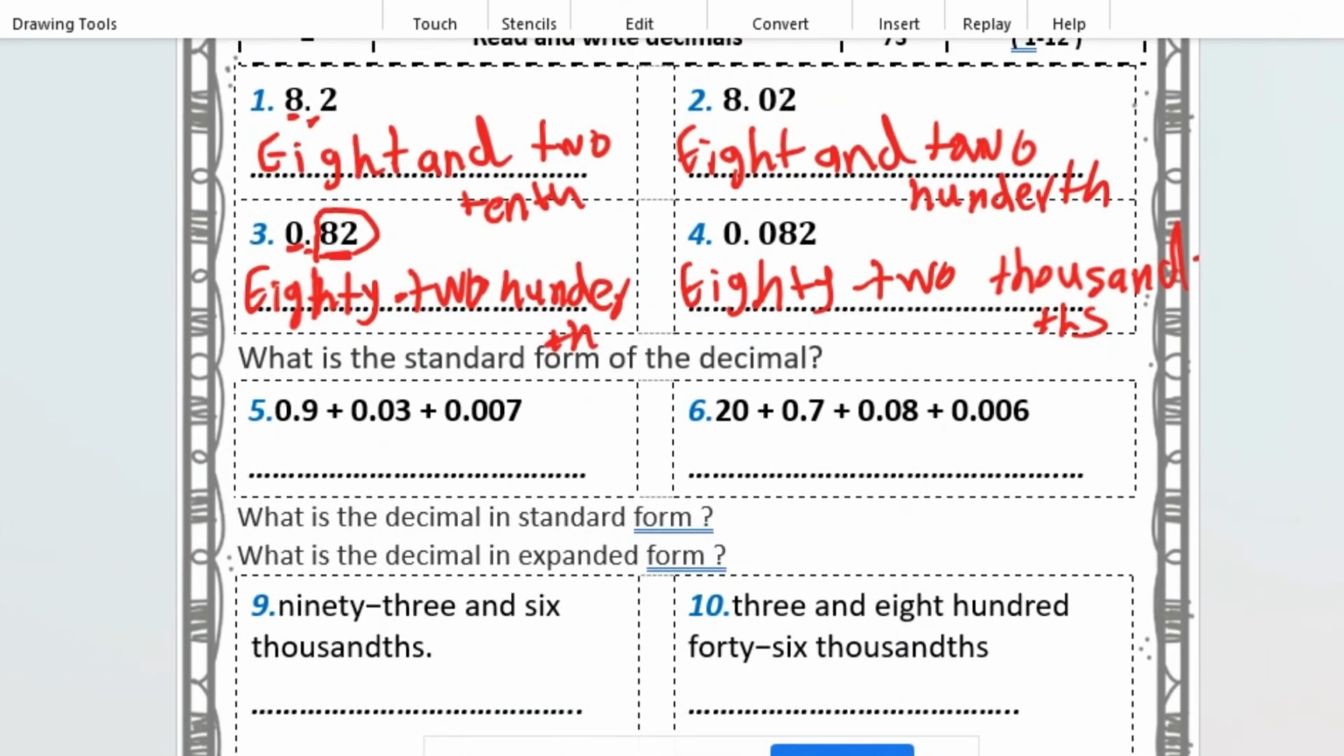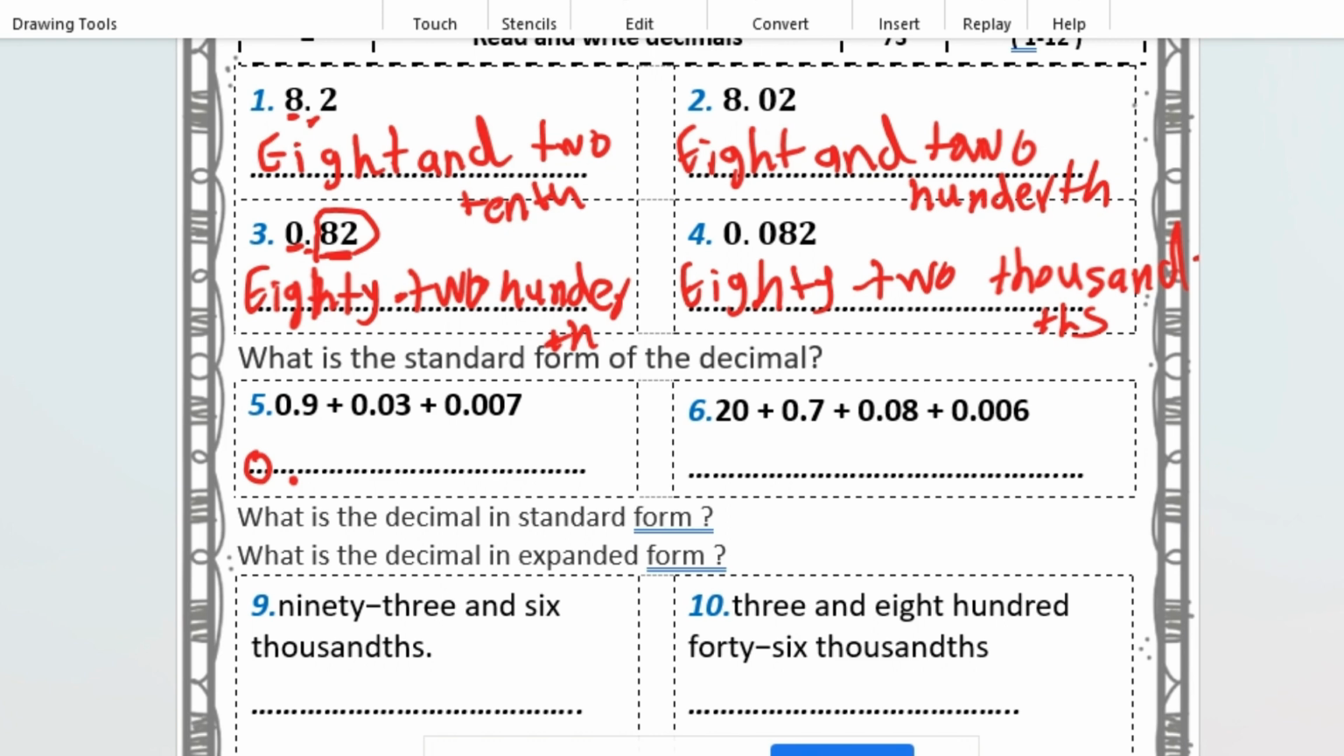Now the question says, what is the standard form? Standard form is the normal form, or the normal way of the decimal. So here the decimal is written in expanded form. So we just join these three decimals. So we have here 0, 0, 0. So our ones is 0, okay? So we don't have ones, 0.